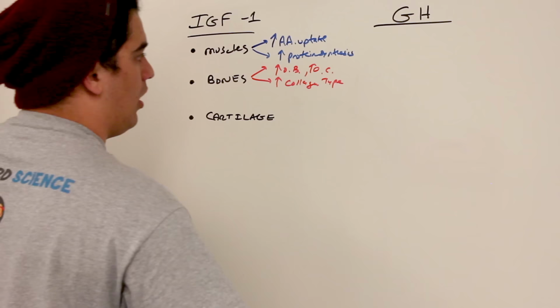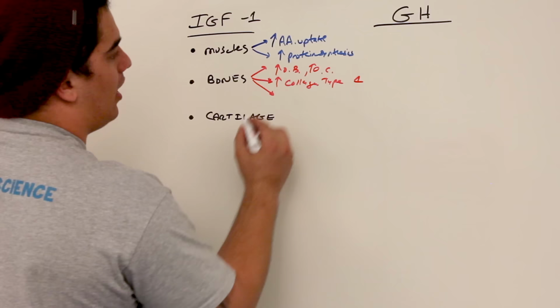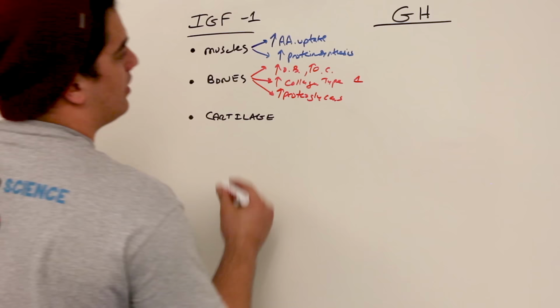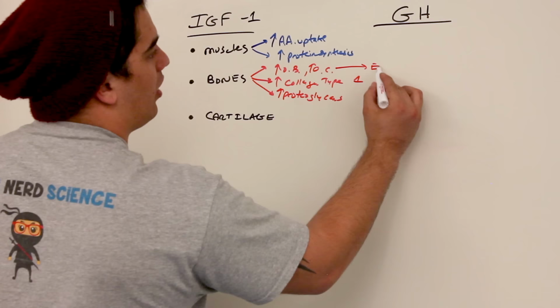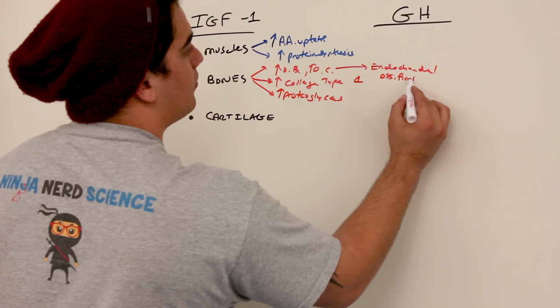Another thing, besides collagen type 1, we also said could be increased proteoglycans, right? So a lot of stuff like that. And then the increase in osteoblastic and osteoclastic activity assisted in what's called endochondral ossification. Okay, we're going to put growth hormone, obviously, to the left now.